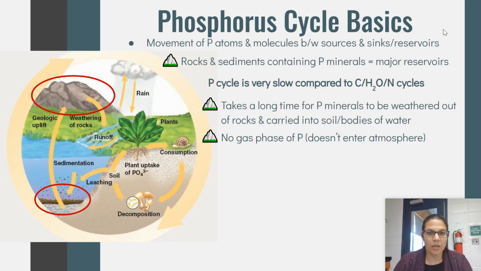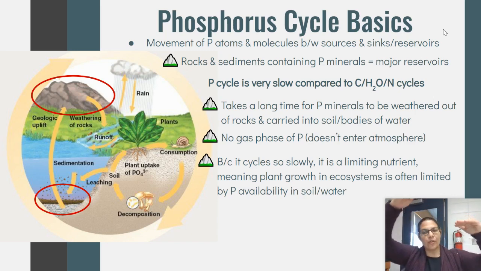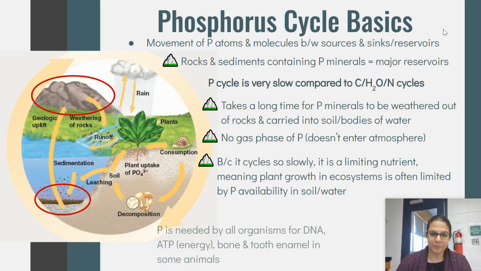Okay, it takes a long time for these phosphorus minerals to be washed out and weathered out of rocks and carried into bodies of water. So a lot of times it's a limiting nutrient in the environment. So think back to your chemistry, your limiting reagent is what's going to stop your reaction from happening. So a lot of times with phosphorus, plants will need phosphorus and they'll get to this point, and then they could go further, but they just don't have enough phosphorus.